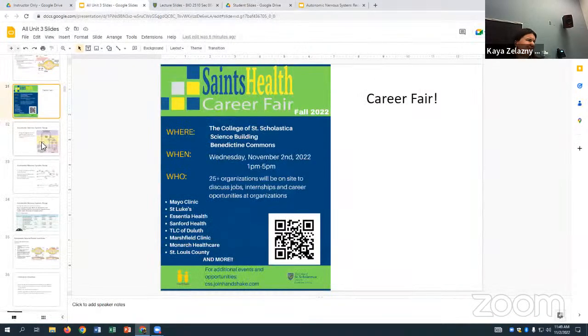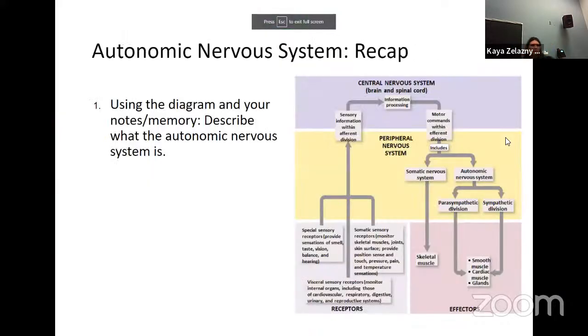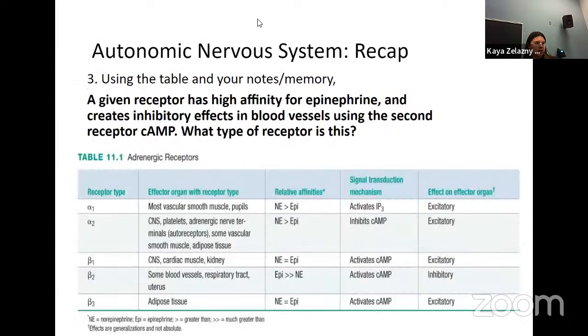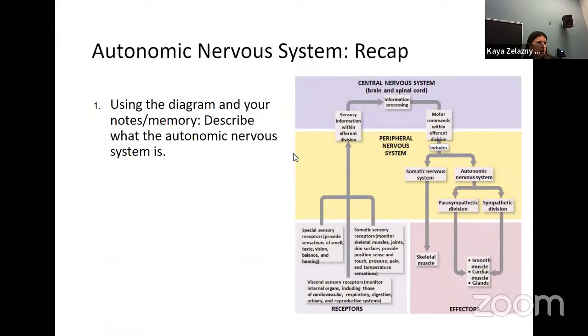But we're going to spend the next 15 minutes or so answering these three questions I've put up here, practicing looking at our information for the autonomic nervous system, practicing describing the autonomics and teasing apart these different pieces. So I put together three questions: one describing what the autonomic nervous system is, the second talking about routes of sympathetics and parasympathetics to effector organs, and the third one is identifying a receptor type. So I'll leave the first one up for the first 5 minutes, then the second for the next 5 minutes, and then the third. If you think you're working faster than that, go ahead and pull those up on your phones or on your computer. But we will go over these.